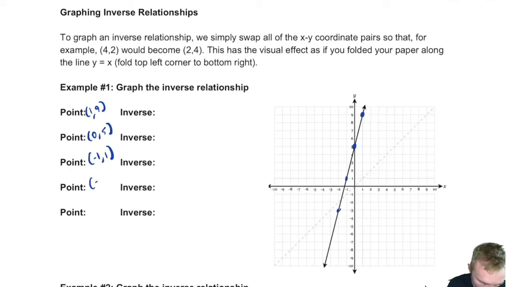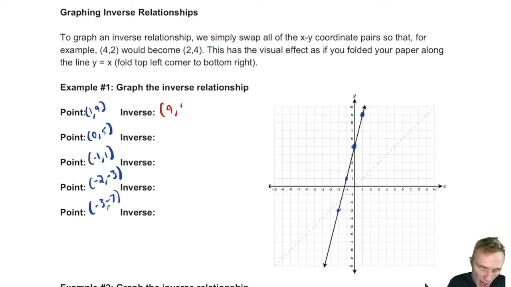Negative 3 comma, oh sorry, that's negative 2. Negative 2 comma negative 3. And finally, negative 3 comma negative 7. To graph the inverse of this function, you simply swap each of these x and y values.